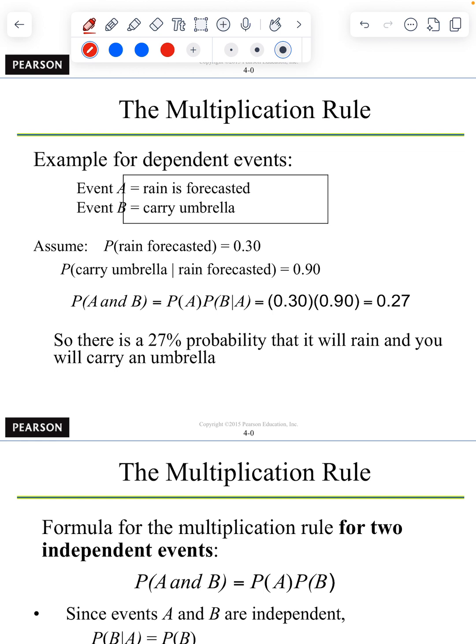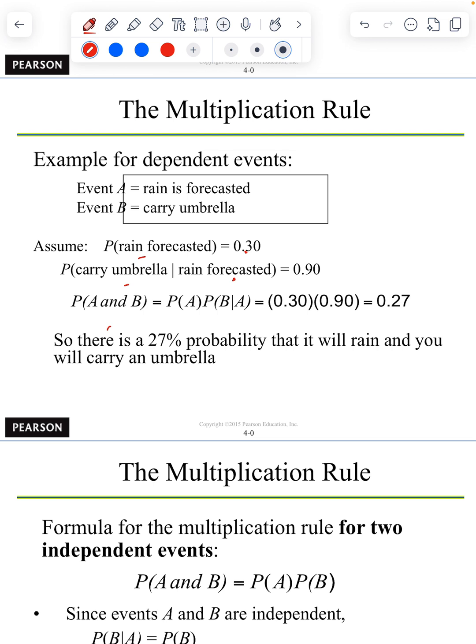So P of rain forecasted, you have a 30% chance of rain occurring. With this scenario, you're going to carry the umbrella if the rain is forecasted.